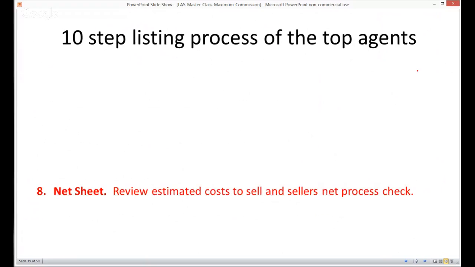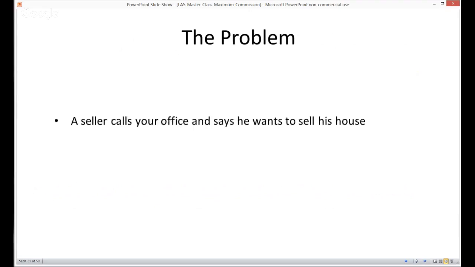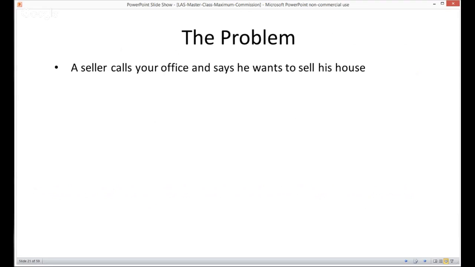And what we're going to do today is jump right into number 8, the net sheet. We're going to review where you review the estimated cost with the seller and their net proceeds check. Often this is where it pops up about the commission rate if you haven't addressed it earlier in the presentation. So that's why I'm going to jump into this step, and we're going to talk about the situation that we've talked about before, where they've got a discount broker who has offered them a better rate. So let's back up and talk about the problem itself.